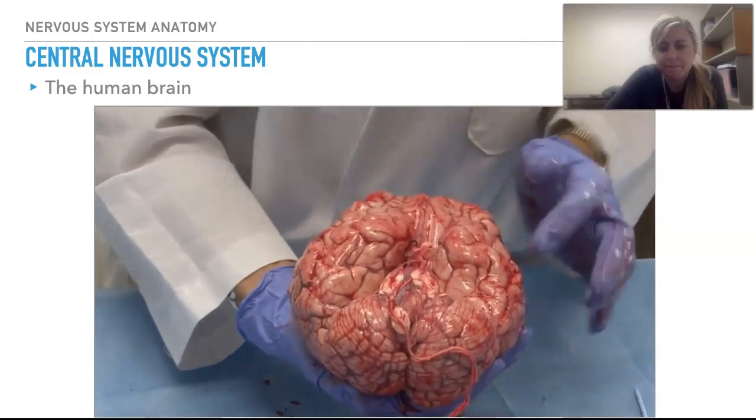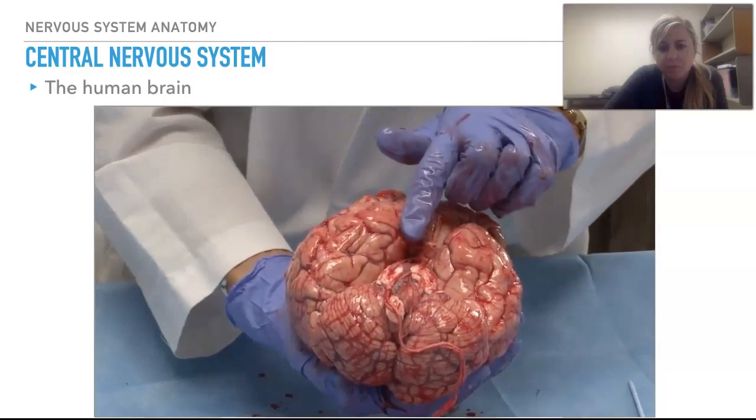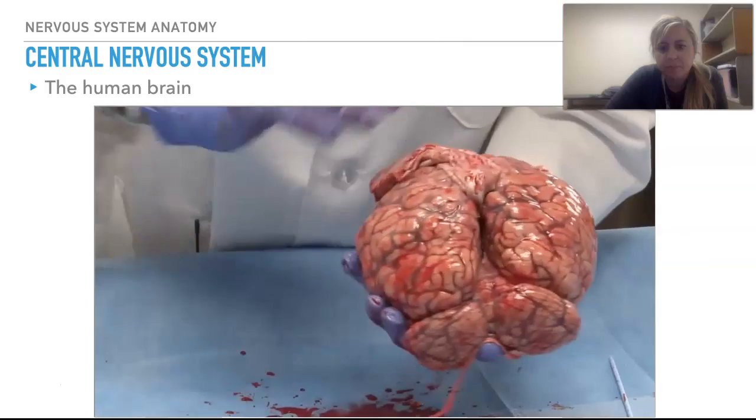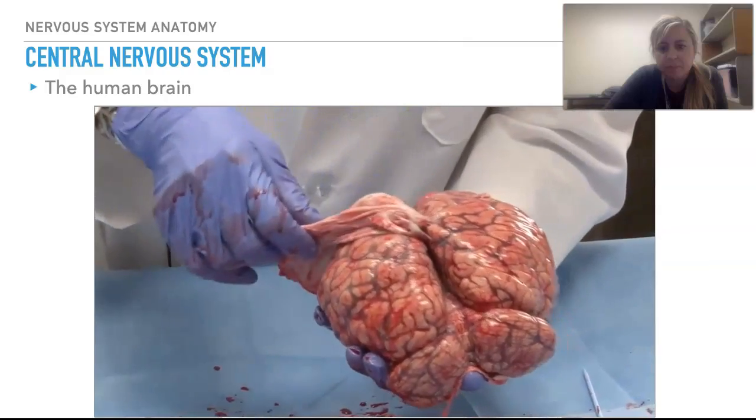These gyri are nice. There's no big space between them, but neither does it look particularly swollen for a patient of this age.